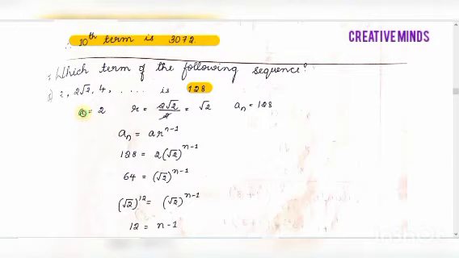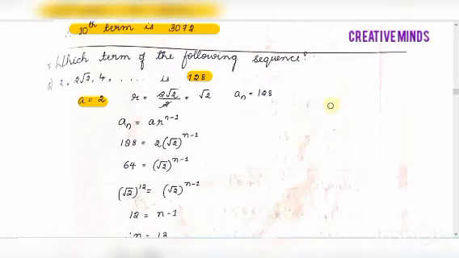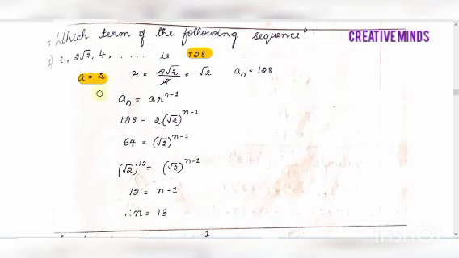Given that a is equal to 2 and r is equal to T2 by T1, that is equal to 2 root 2 divided by 2. The 2 cancels, the remaining thing is root 2. So a_n is also given, a_n is equal to 128. We have to find n. So we have the formula a_n is equal to a r to the power of n minus 1. 128 is equal to 2 into root 2 to the power of n minus 1, since the value of a is 2 and r is root 2. So 128 divided by 2 is 64, that is equal to root 2 to the power of n minus 1.